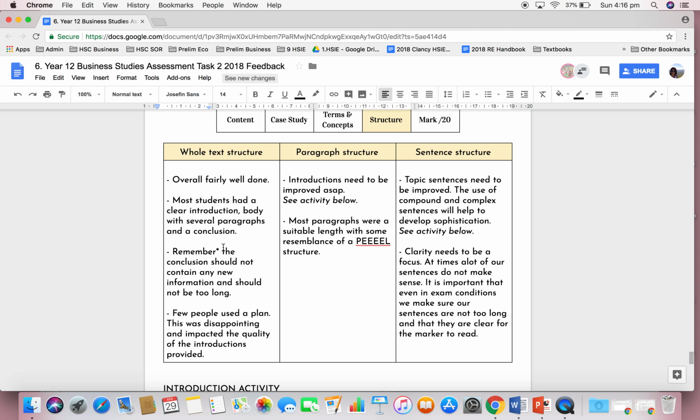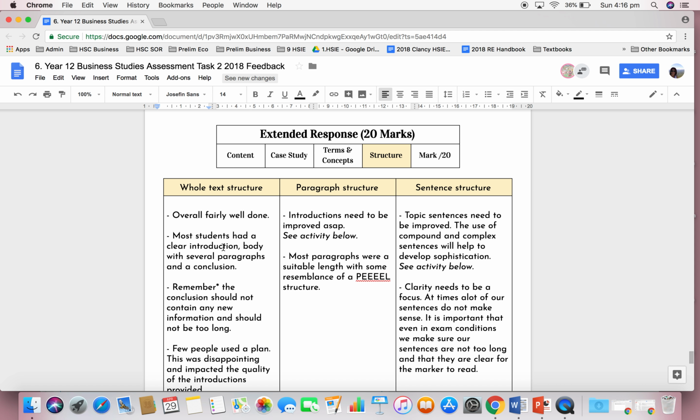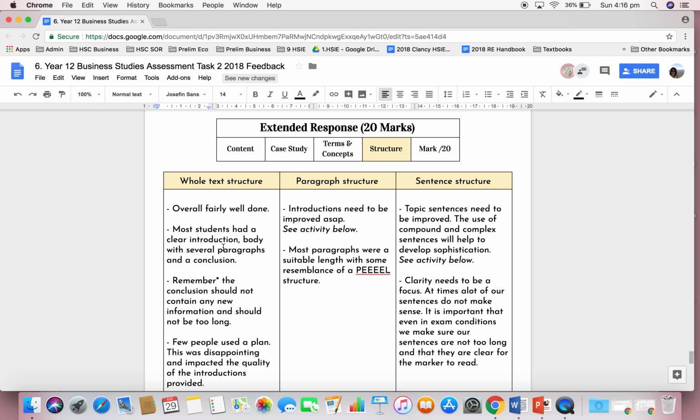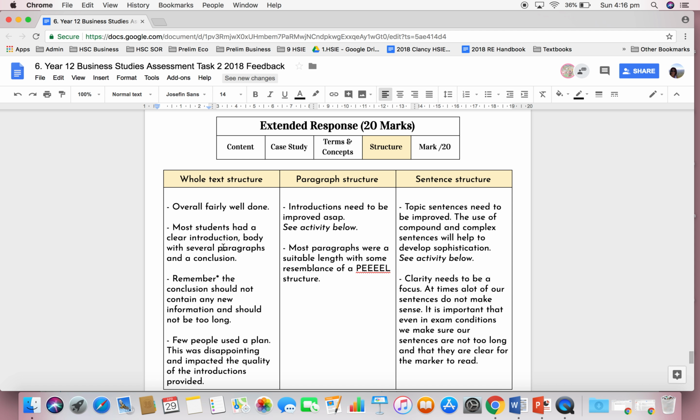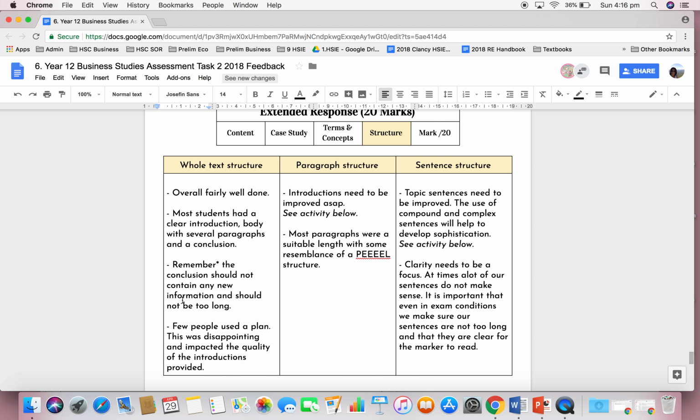Overall, guys, you've done a really good job. Most of you had an introduction, a body with several paragraphs, and a conclusion. Great job. Your education here at Clancy has taught you a whole text extended response structure. One point I will say is to remember that your conclusion should not contain any new information and really it should be the shortest part of your response. A couple of sentences will suffice. It does not need to be extensive.